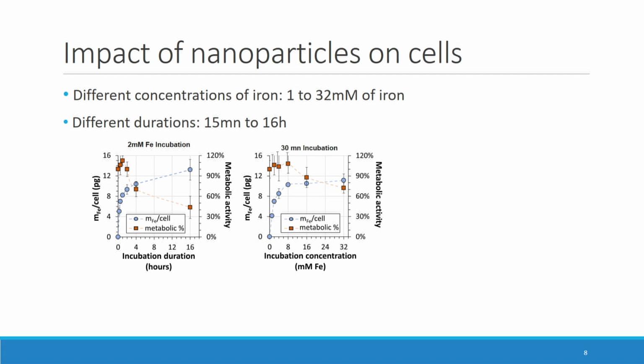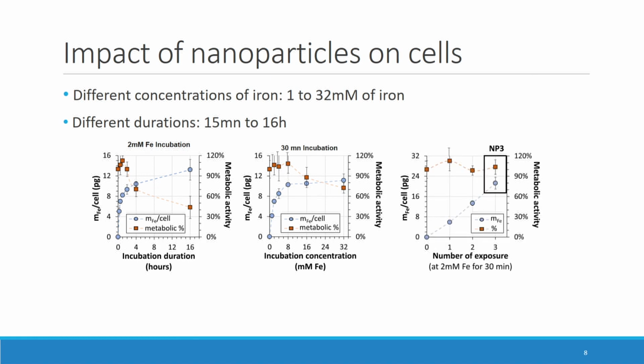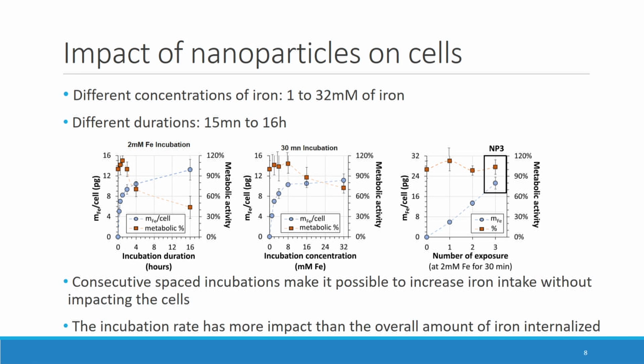So in order to increase further the amount of iron internalized without any impact on the cells, we thought that instead of doing a single strong incubation, we could do several consecutive weaker incubations. In our case, we opted for 2 millimolar of iron for 30 minute incubations, once a day over 3 consecutive days. And when we do that, we can have cells internalize 21 picograms of iron, and there is no impact on the metabolic activity of the cells, which is great for a magnetic tissue engineering application, and also seems to indicate that the incubation rate has much more impact on the metabolic activity of the cells than the overall amount of iron internalized.